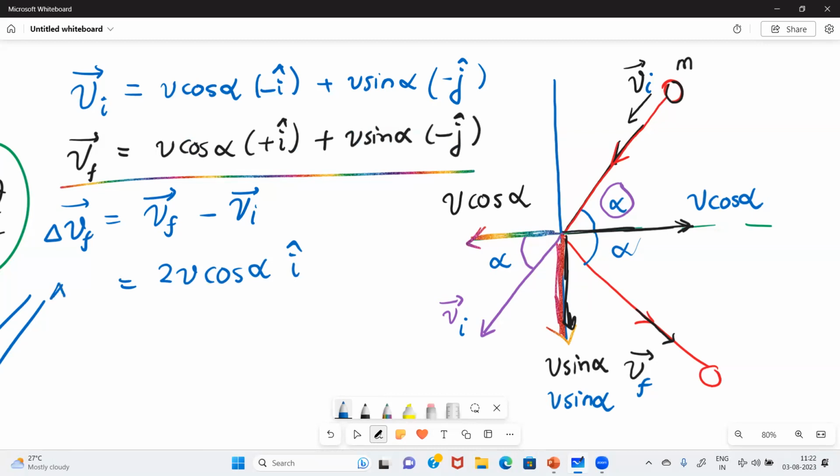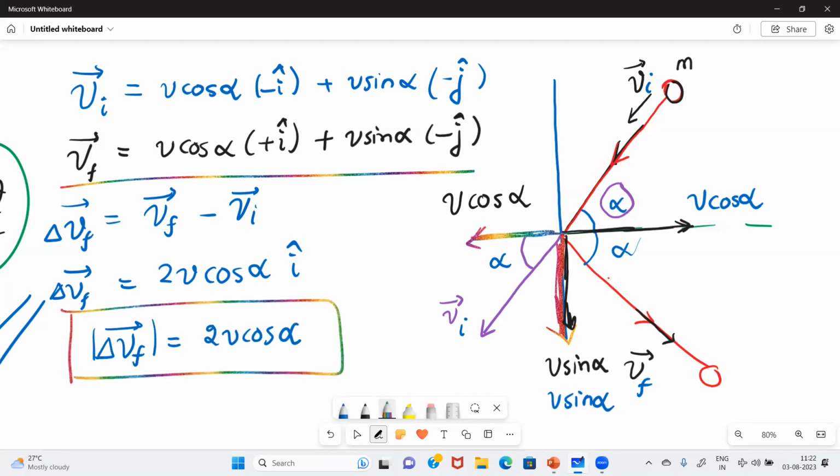So this is the expression for your change in velocity vector. Magnitude, if you take, what will be the magnitude, students? It will be only what? 2V cos alpha. Clear to you? Why is that the magnitude? We are not having i cap. What is the magnitude of i cap? 1, because it is a unit vector. Good. Take this down, then we'll go back to the slide.